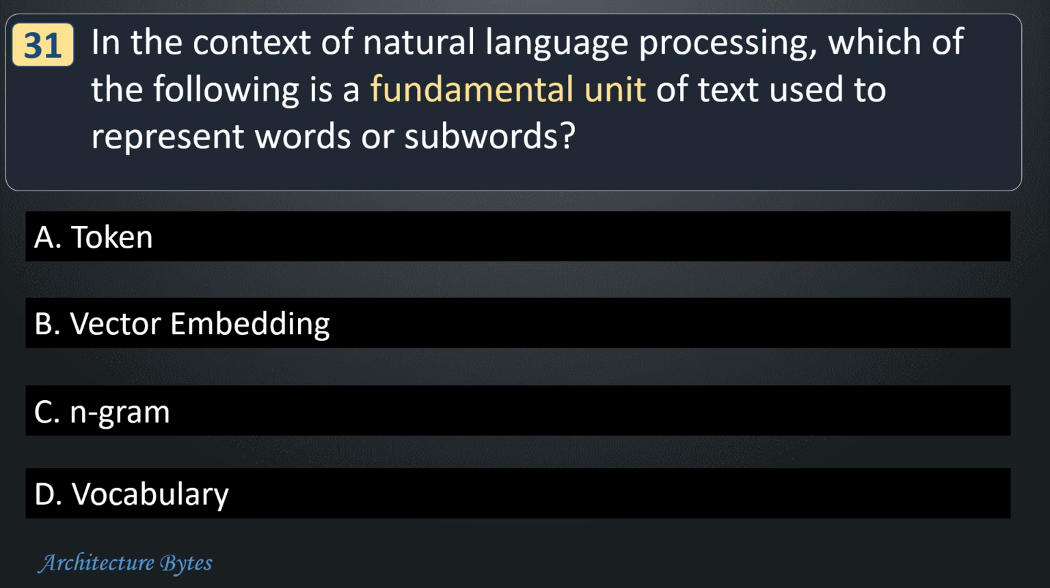In the context of natural language processing, which of the following is a fundamental unit of text used to represent words or subwords? Option A, token. B, vector embedding. C, n-gram. D, vocabulary.